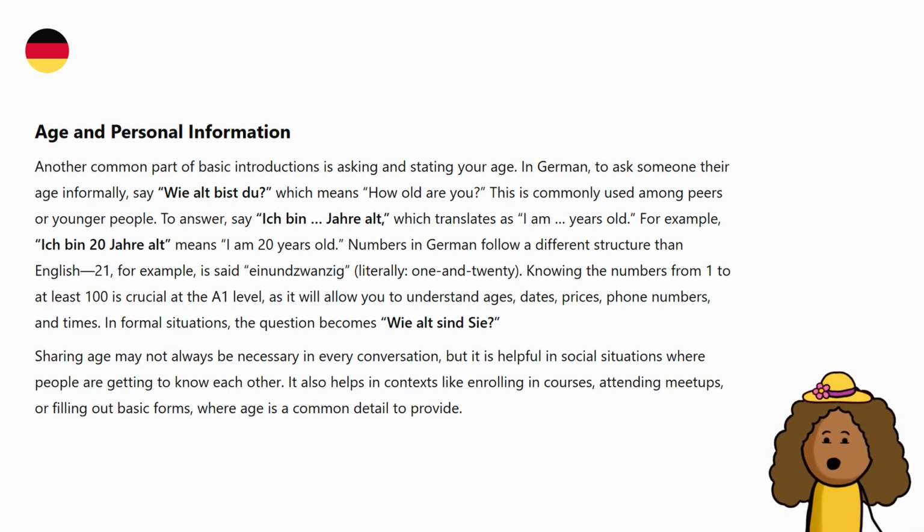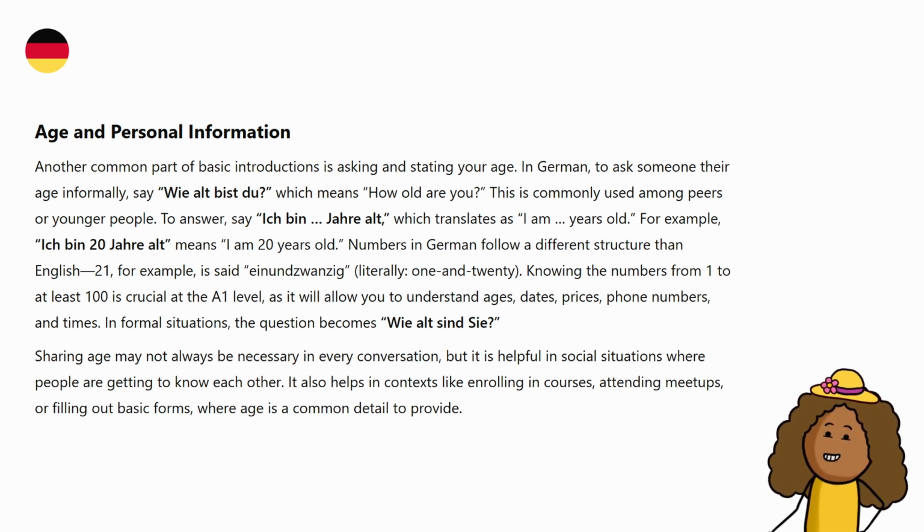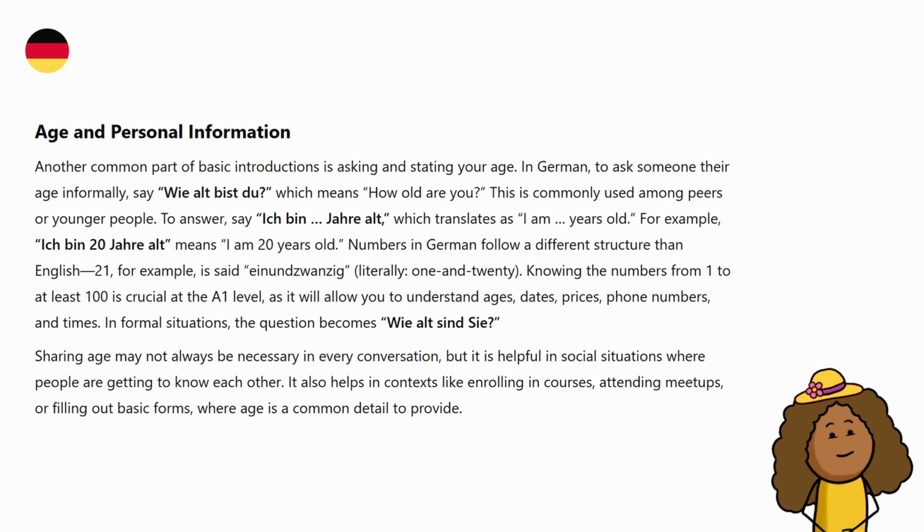Numbers in German follow a different structure than English. 21, for example, is said einundzwanzig, literally one and twenty. Knowing the numbers from 1 to at least 100 is crucial at the A1 level, as it will allow you to understand ages, dates, prices, phone numbers, and times. In formal situations, the question becomes Wie alt sind Sie?